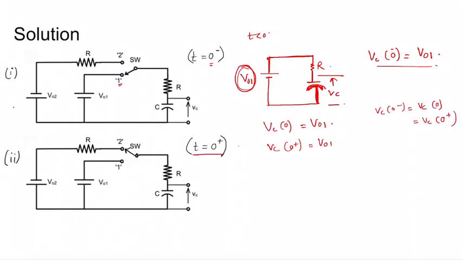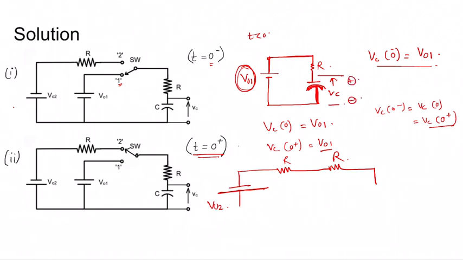Now at t equal to 0 plus, the initial voltage we know should be Vc0 plus, which is equal to V01. Now a capacitor with initial voltage can be modeled as an ideal voltage source in series with the capacitor with no charge or no voltage appearing across it. So redrawing the equivalent circuit, it should be V02 and then R connected with another R and then in series with, now this charge polarity should be like this because the Vc0 should be charged like this.